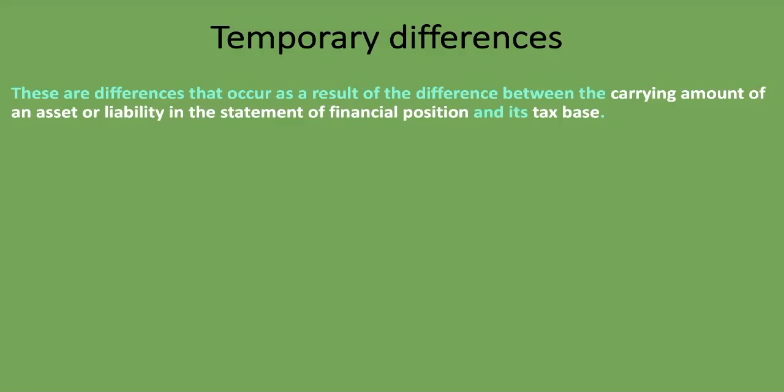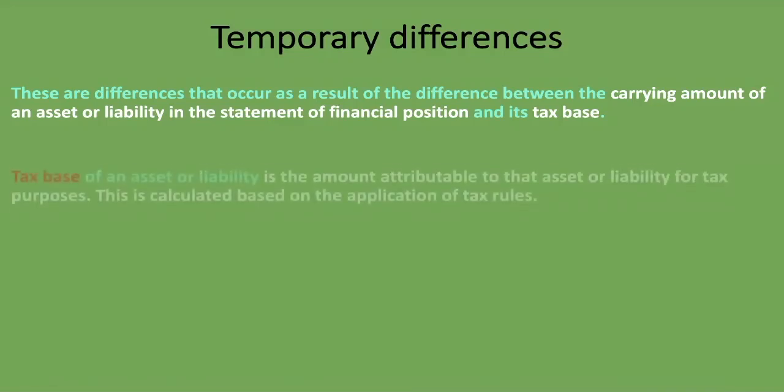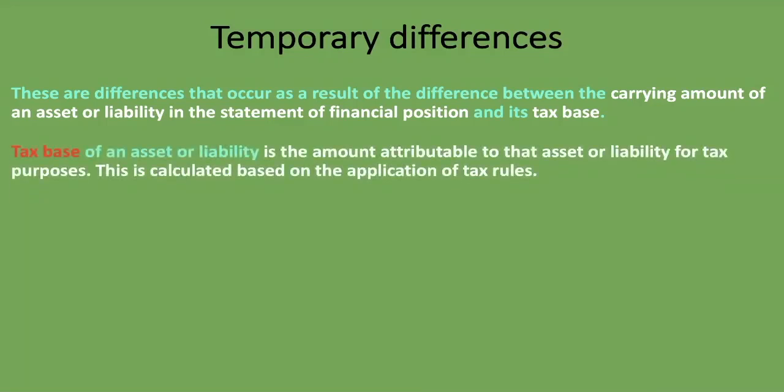The main temporary difference that is usually dealt with is with an asset or liability in the statement of financial position versus their tax base. And what is the tax base? The tax base of an asset or liability is the amount attributable to that asset or liability for tax purposes. This is calculated based on the application of tax rules.